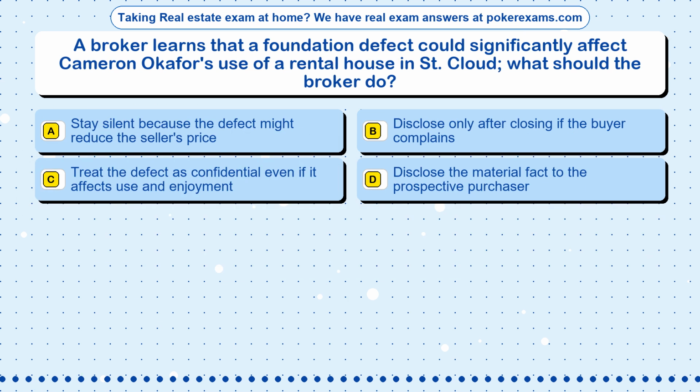Question 60. A broker learns that a foundation defect could significantly affect Cameron Okafor's use of a rental house in St. Cloud. What should the broker do? Option A. Stay silent because the defect might reduce the seller's price. Option B. Disclose only after closing if the buyer complains. Option C. Treat the defect as confidential even if it affects use and enjoyment. Option D. Disclose the material fact to the prospective purchaser.